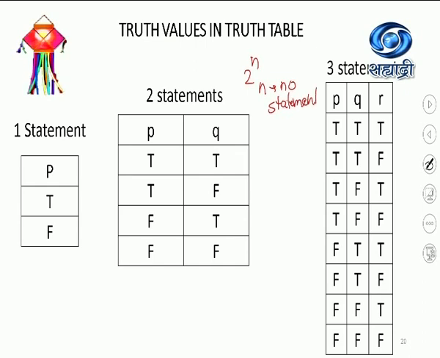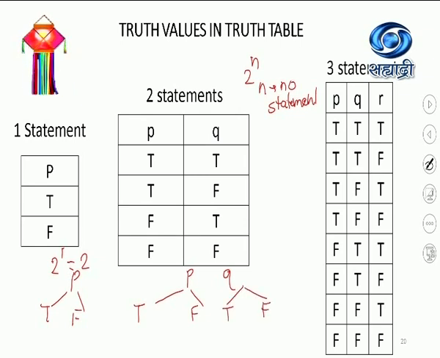Now, how to remember these values is very simple. For one single statement, 2 raised to 1, that is 2 truth values, I can split them as T, F. You can see it in the column also. If I have two statements P and Q, each statement will have the two truth values T, F. Q also has the two truth values T, F, and when I combine them in the compound statement, I will have the combination of this TF and this TF.